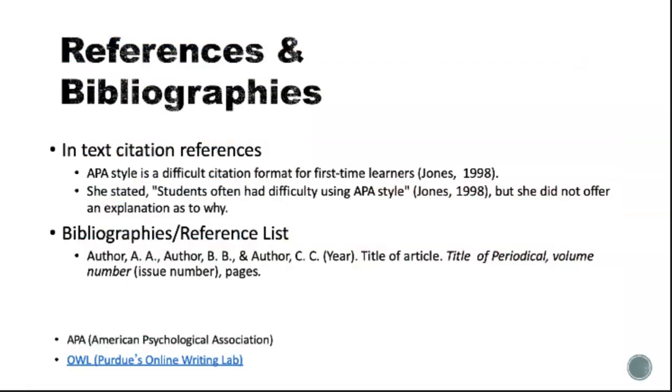You will need to include citations for your lab assignment and your final paper for lab. You'll have in-text citations as well as a bibliography or reference list. This OWL Purdue is really the best resource for writing in APA format. You can click there and they have information on how to cite all kinds of things, including articles, websites, all kinds of things. So definitely check that OWL Purdue out.